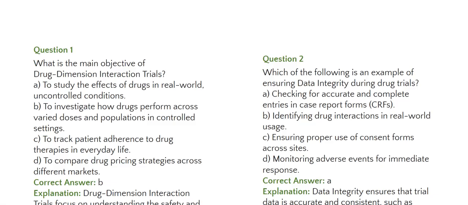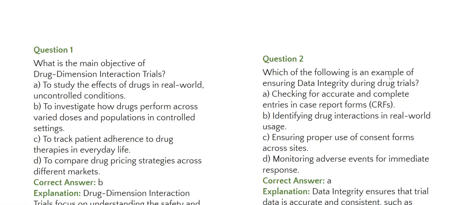So from the four options, three of them are real world. But the question really is about the main objective of drug dimension interaction trials. Because A applies to real world, same for C and D, B would be the answer: to investigate how drugs perform across varied doses and populations in controlled settings. Drug dimension interaction trials focus on understanding the safety and efficacy of drugs across different therapeutic time points, doses, and populations within controlled settings. Real-world conditions are evaluated in drug reality interaction trials, not drug dimension trials.